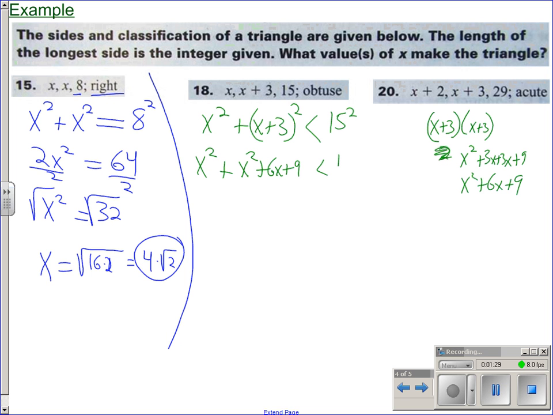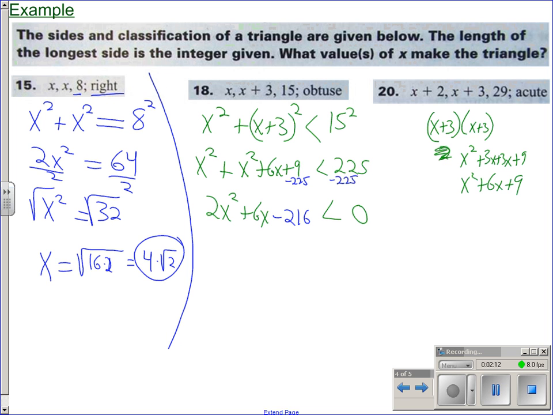That's got to be less than 15 squared, which is 225. All right, solving for x. Because we have different powers of x, we've got to combine some like terms and move everything to one side, essentially setting this thing equal to 0. So x squared plus x squared is 2x squared. We have this plus 6x, and we're going to be subtracting 225, which gives us a negative 216. And that will be less than 0.